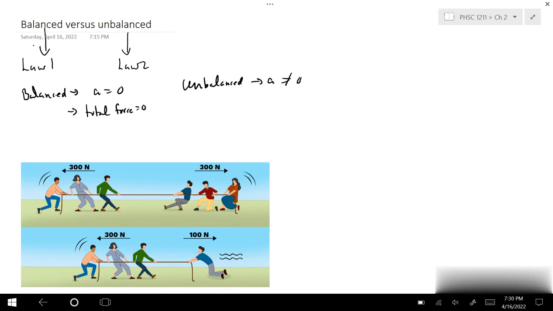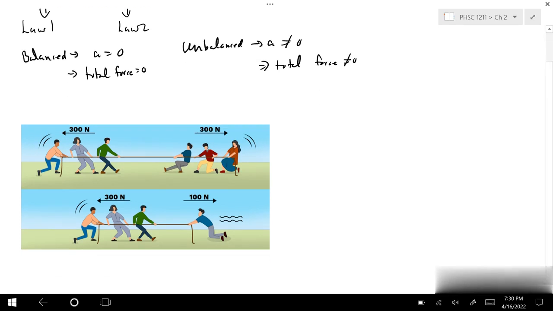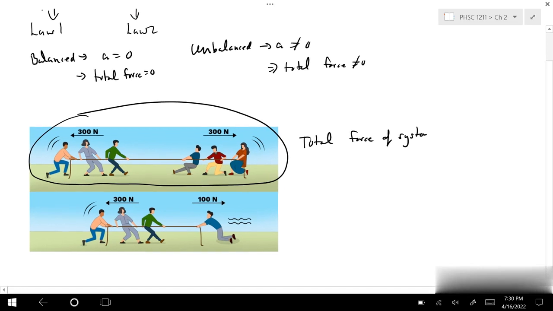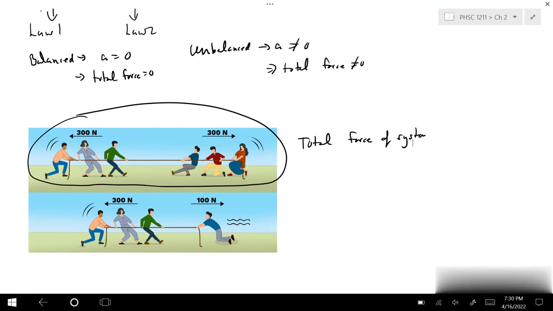So here our total force equal to 0, and here our total force is not equal to 0. So there's some net force acting on it. So if we look at these two pictures of a tug of war, if we look at the first picture here, we want to ask ourselves, what is the total force of the system? Well, we have 300 newtons going to the left and 300 newtons going to the right. So we got 300 going to the left, 300 to the right, they add up to 0. But I want to write it out. So it's easy for you to see it in your head, but I want to get you used to writing this out and looking at it.